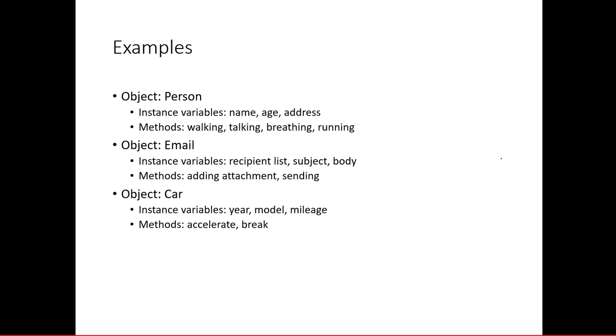Similarly, if you take a car, for example, we can keep track of the year of manufacture and the model of the car and current mileage. So these are the variables, and the methods mean things like accelerating, braking, and so on. So you see that everything we can represent using these instance variables and the methods.